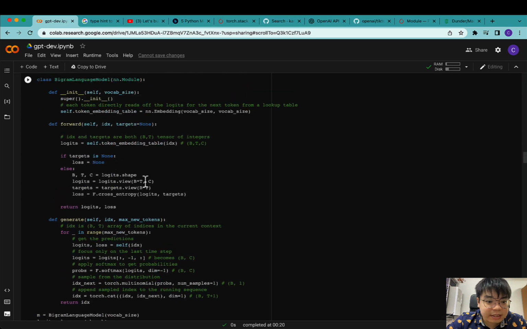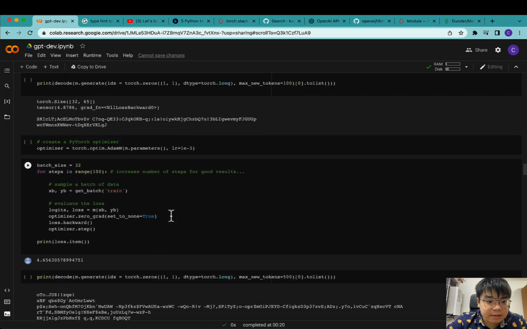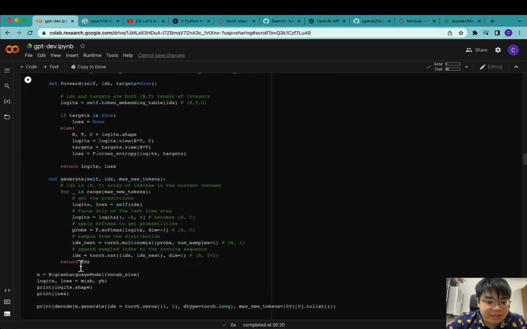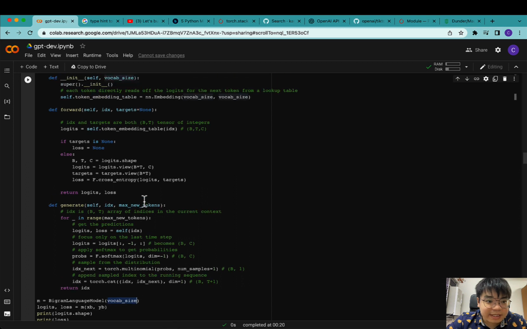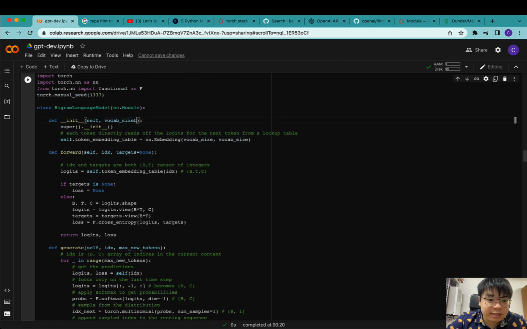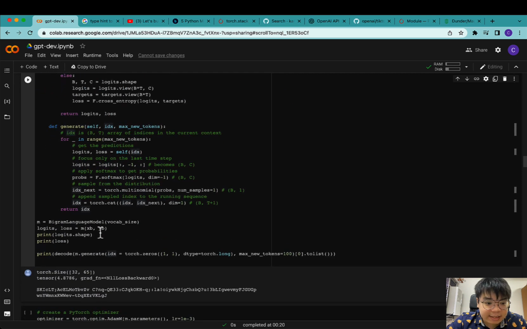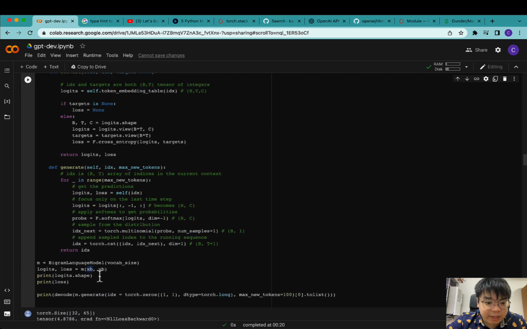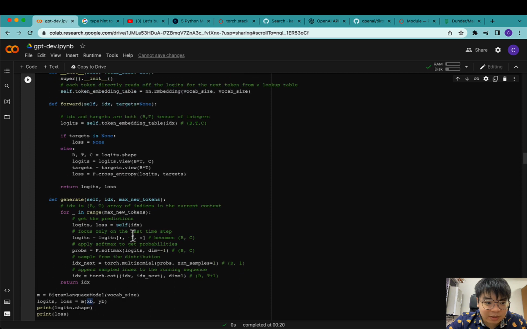So in this case, we have this here. Vocabulary size would be an integer, and embedding table here would be two dimensions. The forward in this case takes in an index, but as we see, we pass in xb as a two-dimensional vector, so this would be two-dimensional.